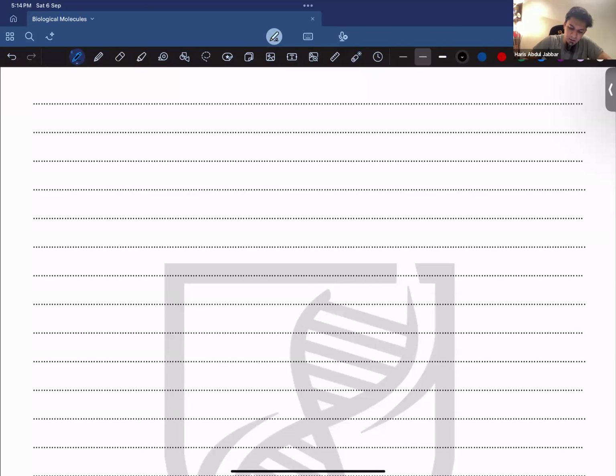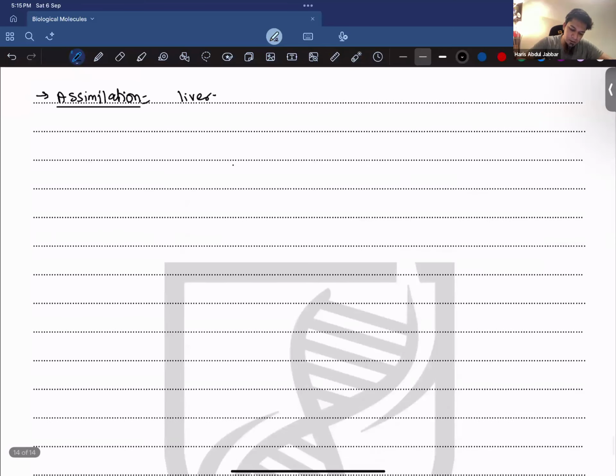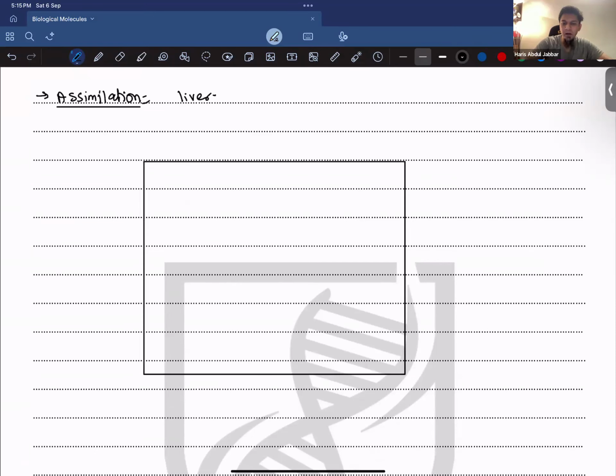So now, if we talk about assimilation, where does assimilation happen? Majorly it happens inside the liver. It's occurring in the rest of the body as well. Okay. Now what happens in assimilation? Look at this. We'll draw a large square, a large box, and that box will indicate the liver.